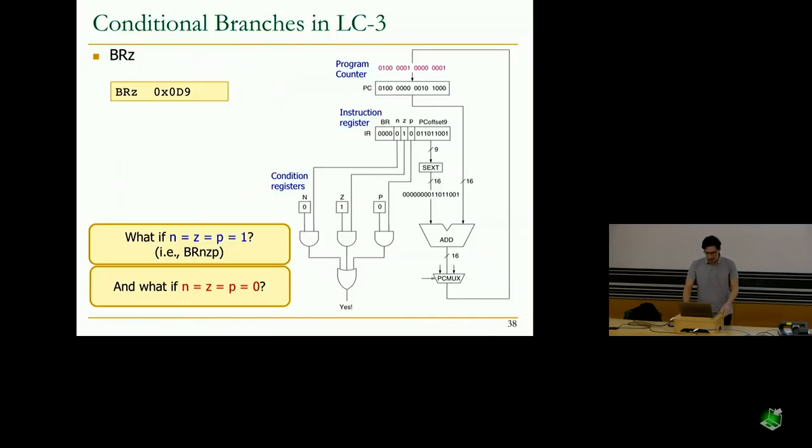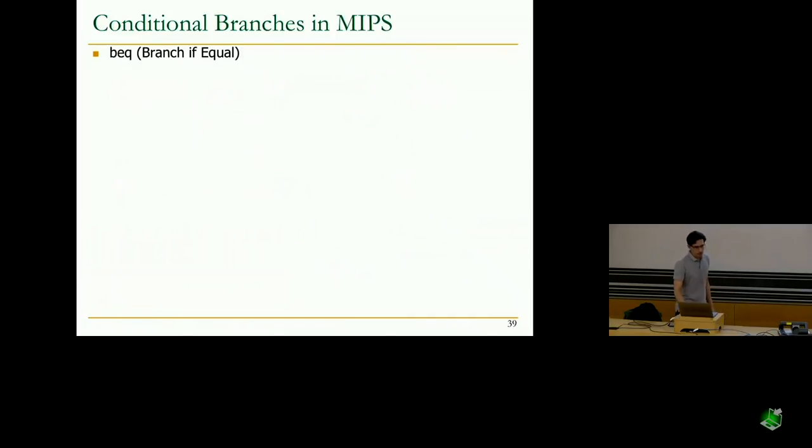Okay, let's now take a quick look at the conditional branches in MIPS. In MIPS, we don't have condition codes. We have slightly different conditional branches. We have this BEQ, that is branch if equal. This is the syntax of BEQ.